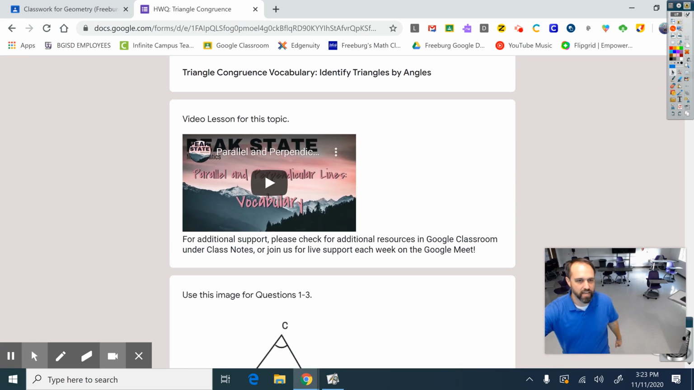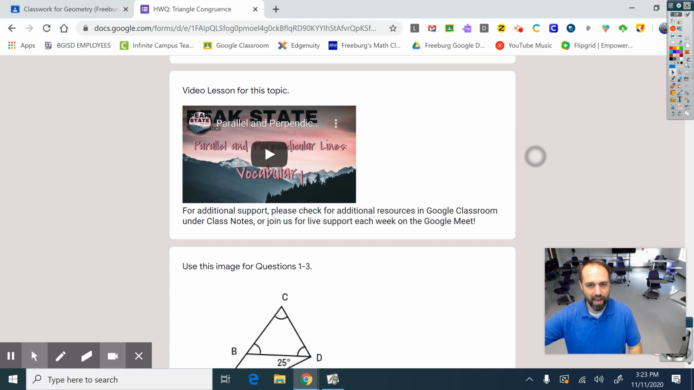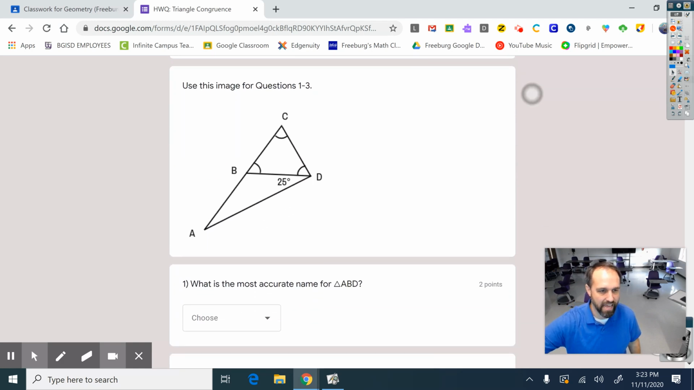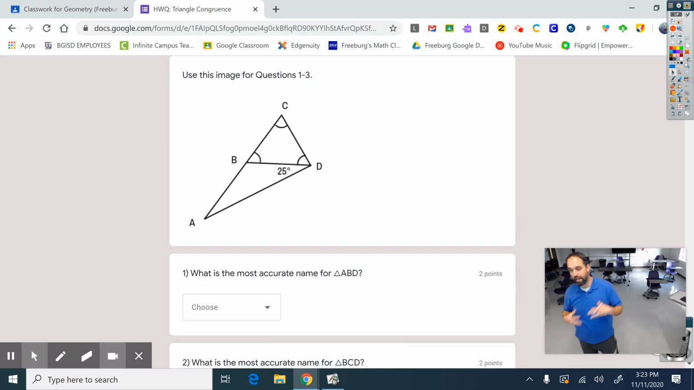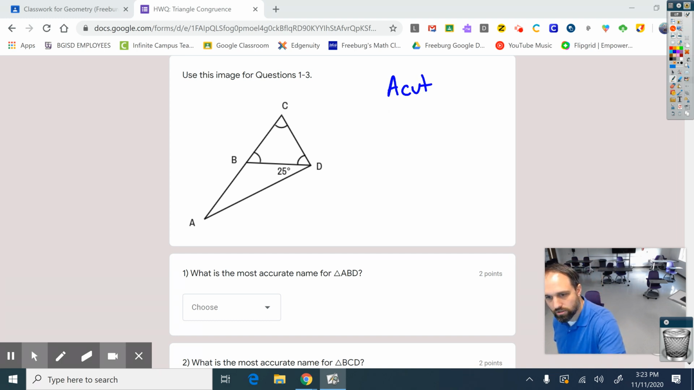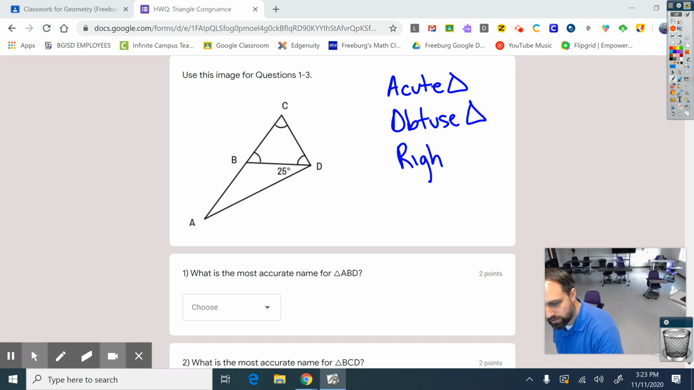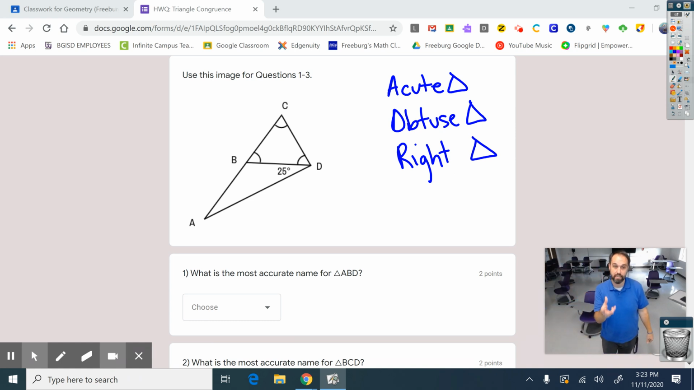So first thing is going to be this triangle congruence vocabulary. We're going to identify by angles, and then we'll go identify by side lengths. So some of the things that we're going to be paying attention to today: with angles, you could have acute triangles, you could have obtuse triangles, and you could have right triangles if we're just kind of paying attention to just the angle measurements to get us there, okay?